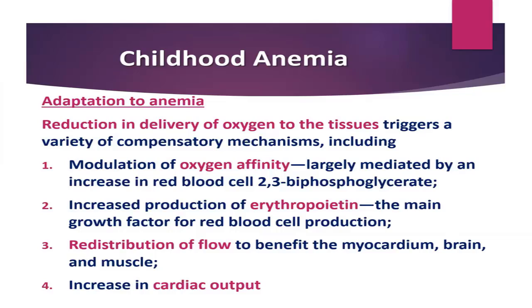The second mechanism is increased production of erythropoietin from the kidney, which is the main growth factor for red blood cell production. The third is redistribution of flow to benefit vital organs like myocardium, brain, and muscle at the expense of skin and kidney. Increase in cardiac output is another mechanism, especially when hemoglobin decreases to less than 7 grams per dL.